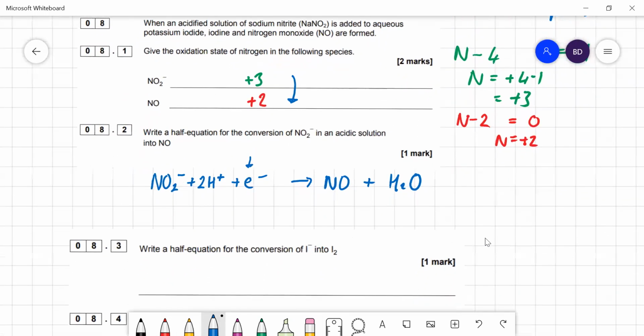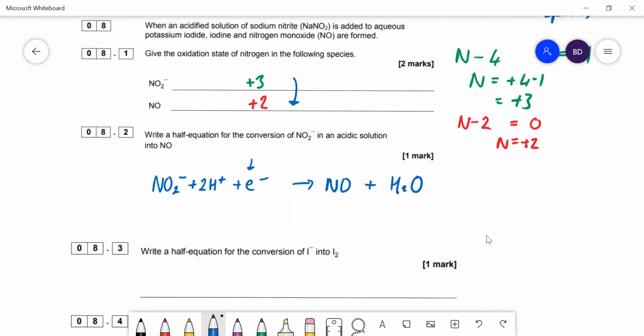A half equation for the conversion of iodide into I2, so that's a bit easier. So we're going to have I minus goes to I2. Well, we need to balance for the element, so we need a 2 there. No oxygens or hydrogens to worry about, so just the charges. We've got 2 minus on the left and 0 on the right, so we need to add 2 electrons to the right hand side of the equation, 2e minus.